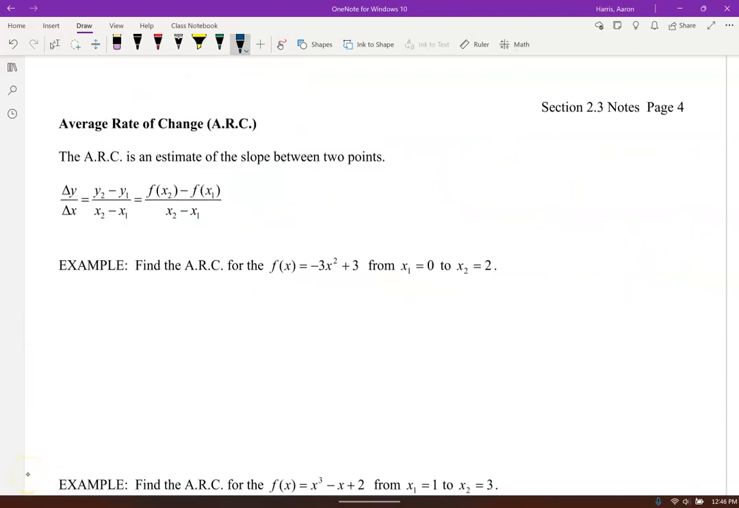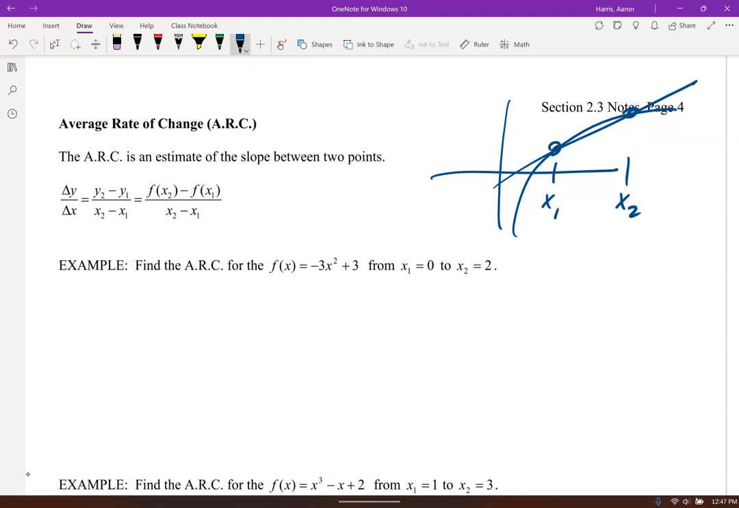All right, let's take a look at average rate of change. It's just an estimate of your slope. So basically how much something changes between x and c. Let me give you a curve for a minute. Let's say you're going from here to here. You're just going to average it out with a slope value. So from this point to this point, what's the slope? That's what your average rate of change is.